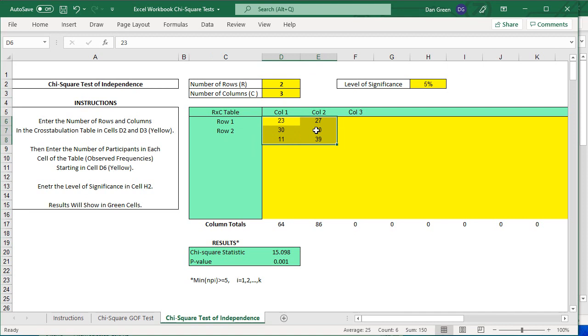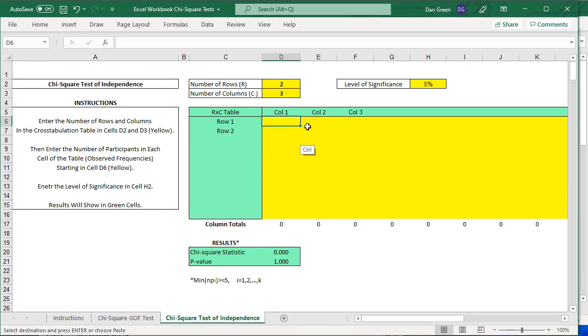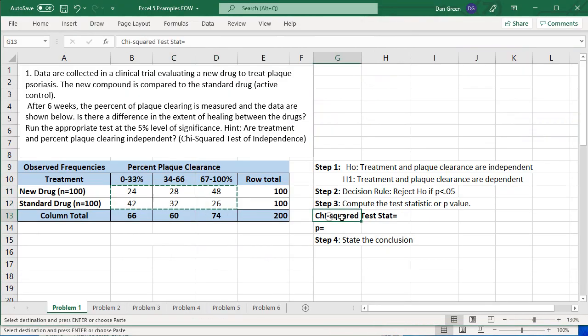So let's delete this data out of here. Our level of significance is already set at 5%, so we're good there. Now I'll just take this data and we will copy. And I'll go back here and paste. And we can see our test statistic is 11.716 and our p-value is 0.003. So here, our chi-squared test statistic was 11.72. And then our p-value here was 0.003.